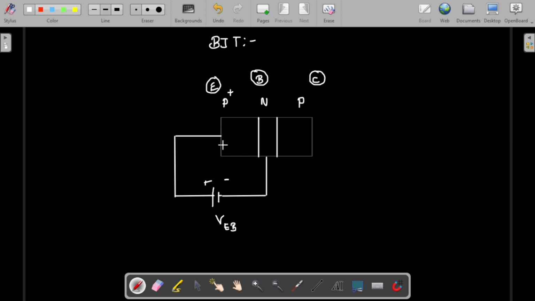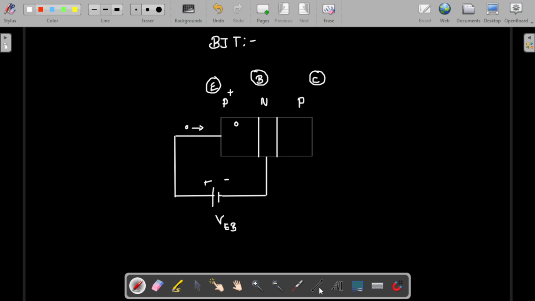VEB is positive, right? So what will happen? Plenty of holes will be pumped here. Plenty of holes will go inside because it is the positive terminal, and also this is heavily doped, meaning there will be more holes compared to this one. The majority charge carriers here will be more than the majority charge carriers of this region and this region.